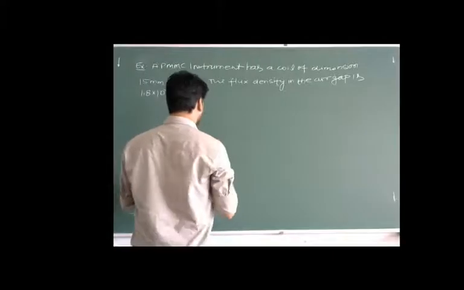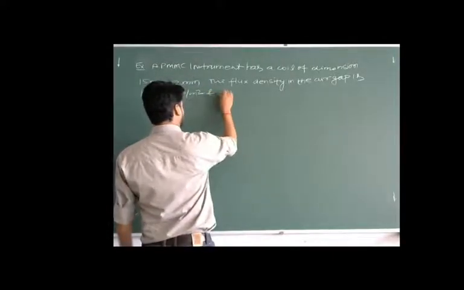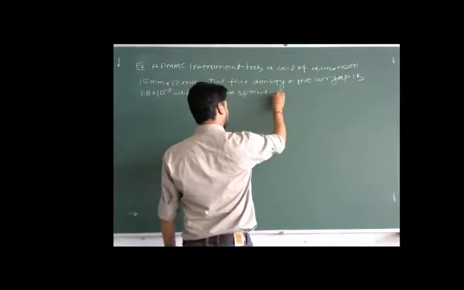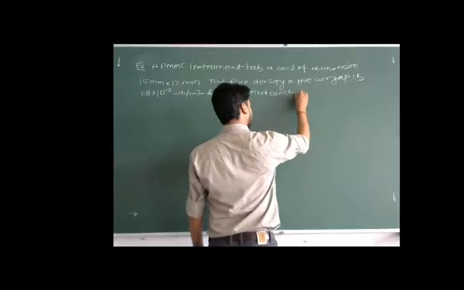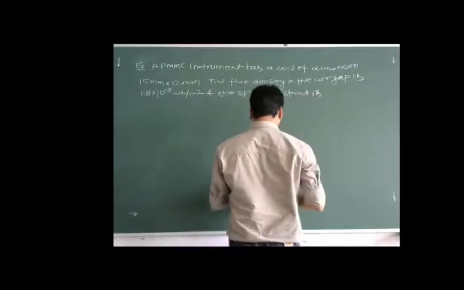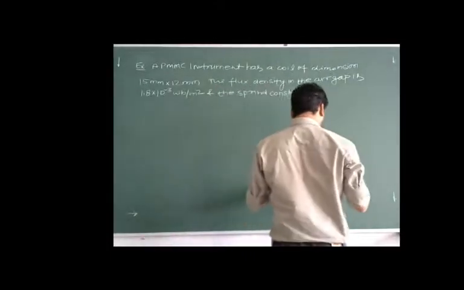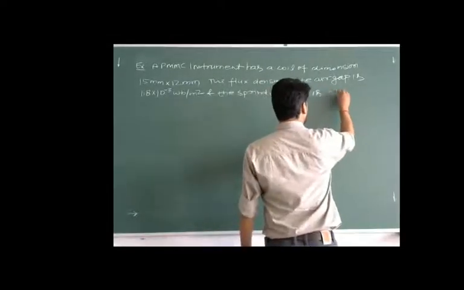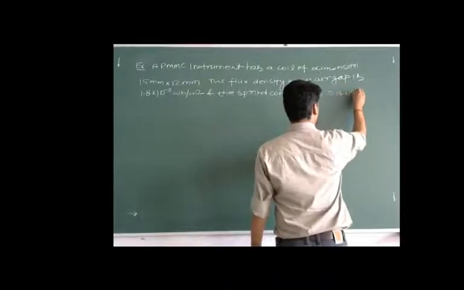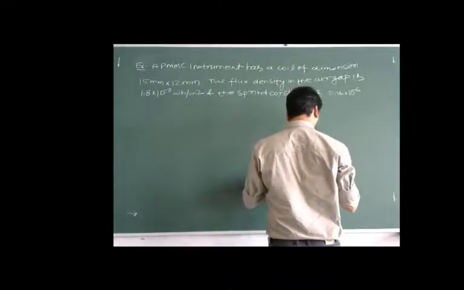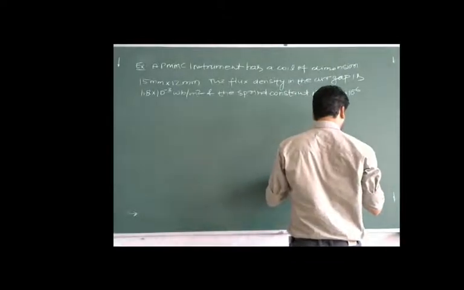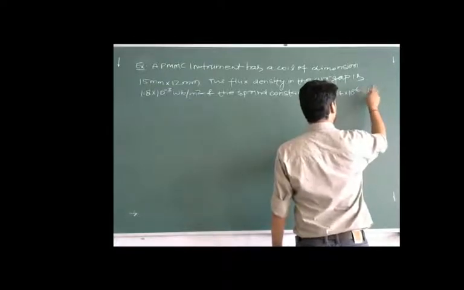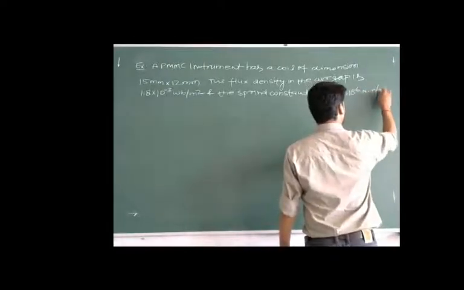And the spring constant is 0.14 into 10 power minus 6 Newton meter per radian.